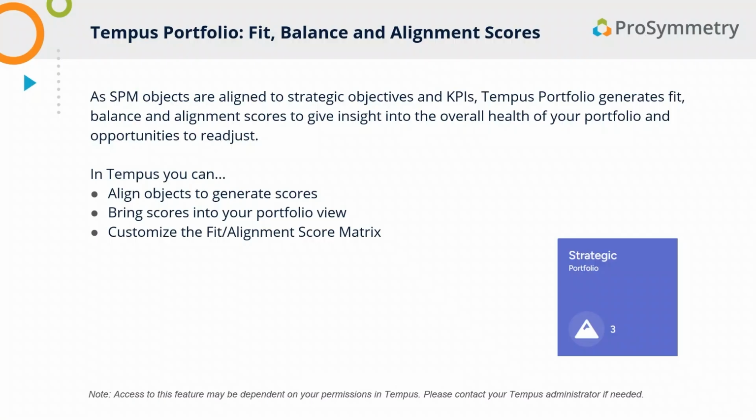In this video, I will be reviewing fit, balance, and alignment scores in Tempus Portfolio. As SPM objects are aligned to strategic objectives and KPIs in your strategic portfolio, Tempus Portfolio will then generate fit, balance, and alignment scores to give insight into the overall health of your portfolio and opportunities to readjust. So let's take a look at how this works in Tempus.